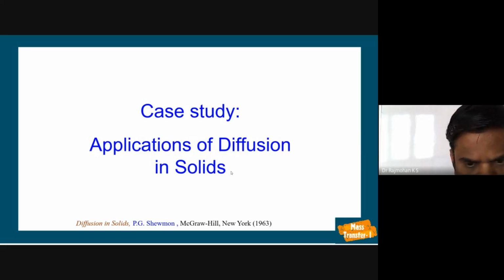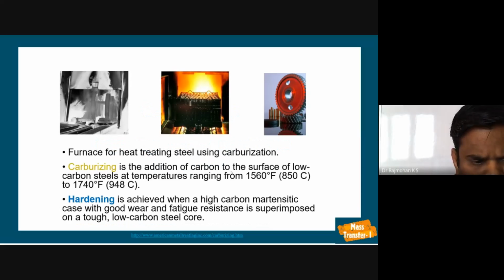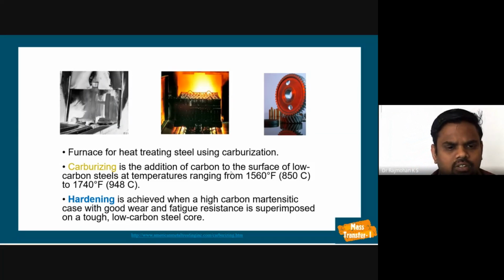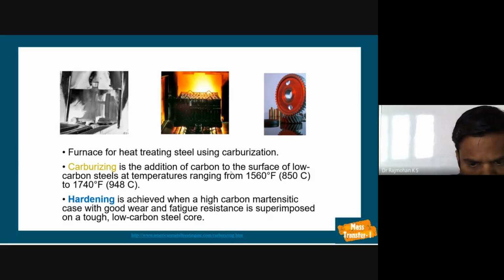Examples of diffusion in solids: there are so many metallurgical operations, like carburization and hardening. What they do is add carbon to carbon steels at different temperatures. It is done at a high temperature, like 850 to 950, or even in austenitic carbon hardening is done. Okay, so this is all done to increase its strength, for example fatigue resistance or wear resistance. To improve that, these operations are carried out at high temperatures.